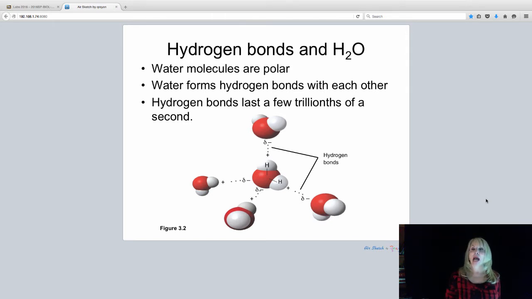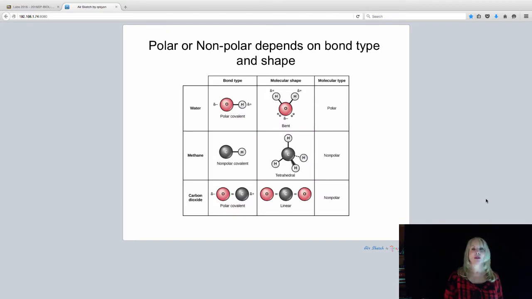And water forms hydrogen bonds with each other. Hydrogen bonds last a few trillionths of a second. So they come apart, go together, a few trillionths of a second. I can't even fathom that. So let's talk about what makes something polar. Well, polar or nonpolar depends on bond type and shape.